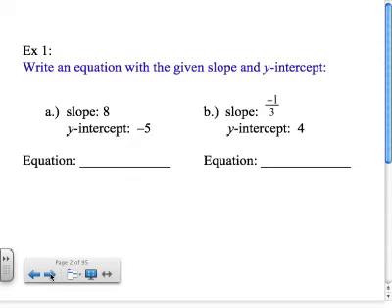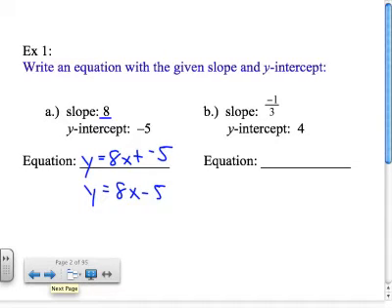Okay, so the first example here says write an equation with the given slope and y-intercept. Again, we want to write it in slope-intercept form. So if we're going to write this thing in slope-intercept form, that's y equals mx plus b. So y equals, remember, m is your slope, so 8x plus your y-intercept, negative 5. Now, if you want to rewrite this as y equals 8x minus 5, that's fine too. Makes it look a little bit nicer.